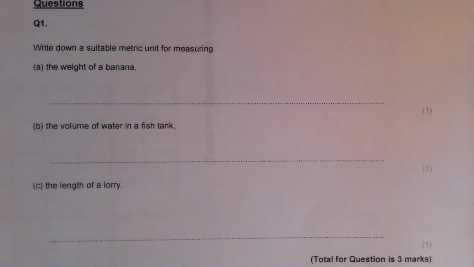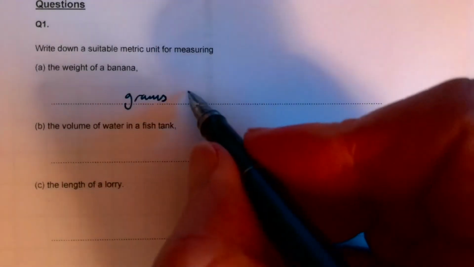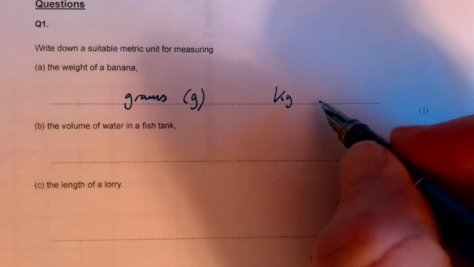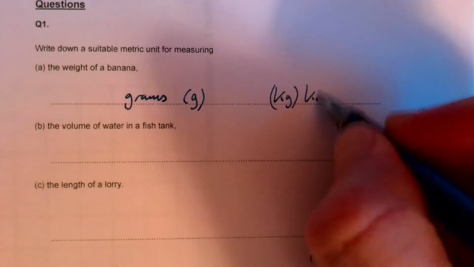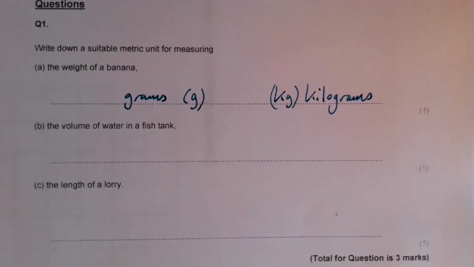Okay, so, the weight of a banana, a suitable metric unit would be grams. If you've just put G, that will do. You could do it in kilograms or kg, although it wouldn't be as good, but kilograms you could do. A banana is probably going to be about 150 grams, which would be 0.15 kilograms, so that would be okay.